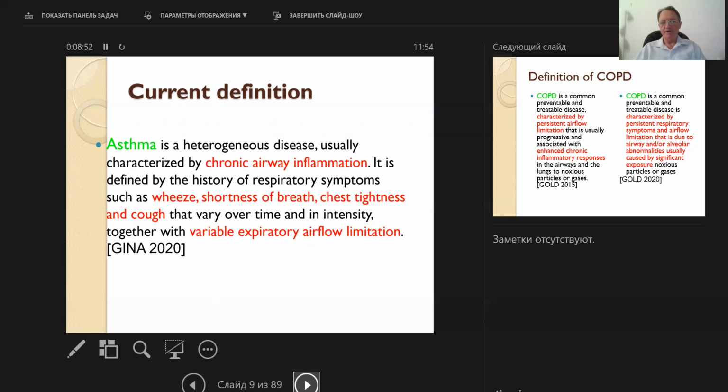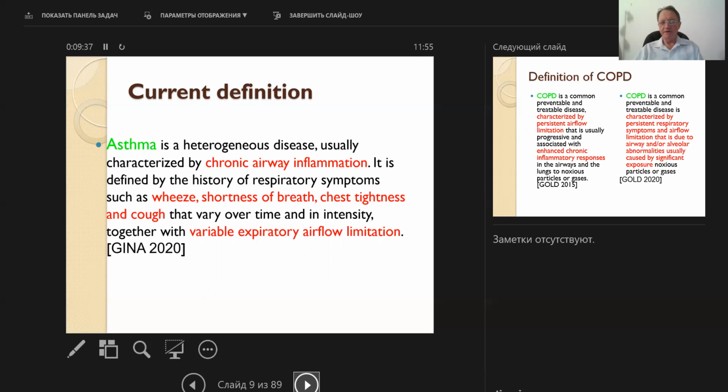By the way, I have a few words about the criteria of chronic bronchitis. It's chronic cough with duration of more than 3 months during 2 consecutive years. That's why each patient has a cough during at least 3 months. But chronic bronchitis never leads to variable expiratory airflow limitation.